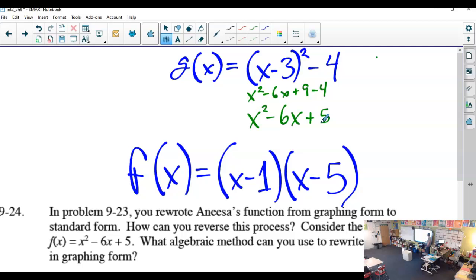Why? Because you're multiplying it by itself, not something else. Because I did completing the square and Jake did, shoot, what's that one called? The zero product property. Yeah. Zeros.